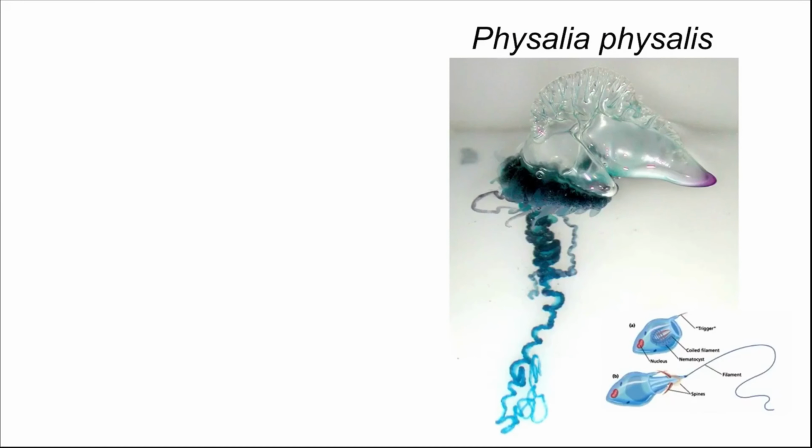Earlier we talked about the cnidarians. This is an example of a cnidarian, Physalia physalis. This is also known as a Portuguese man-of-war and is a very dangerous cnidarian. On the bottom right are the stinging cells, the nematocysts. You don't want to get stung by the Portuguese man-of-war.